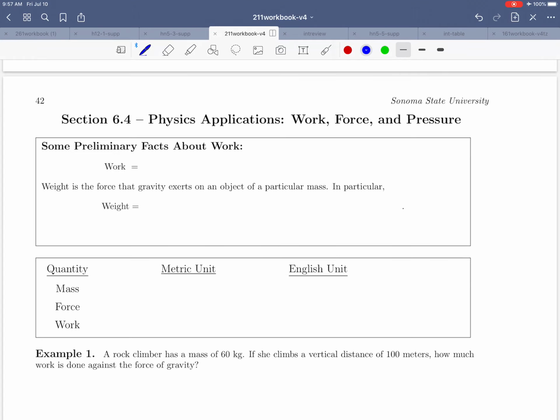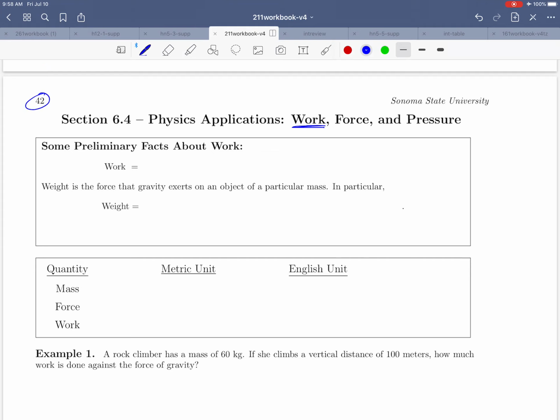Hello everybody, and welcome to the beginning of section 6.4. We are looking at page 42 of the workbook, and the topic of this section is physics applications. In particular, applications of integration to physics problems. Okay, and to keep this discussion shorter, we're just going to restrict it to the idea of work. There are actually a lot of other physics applications that we could talk about here.